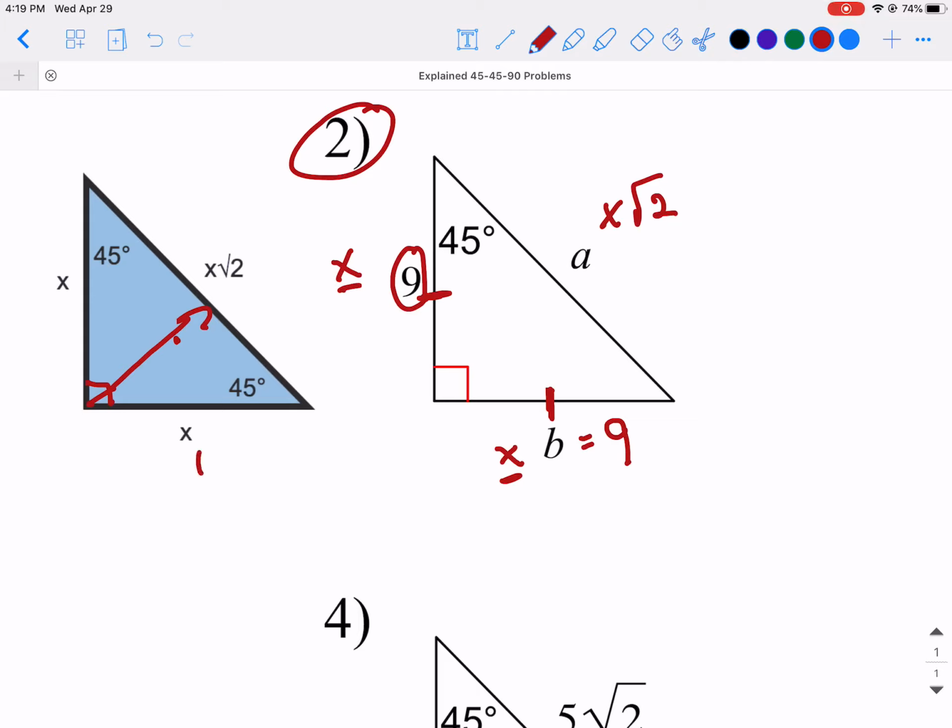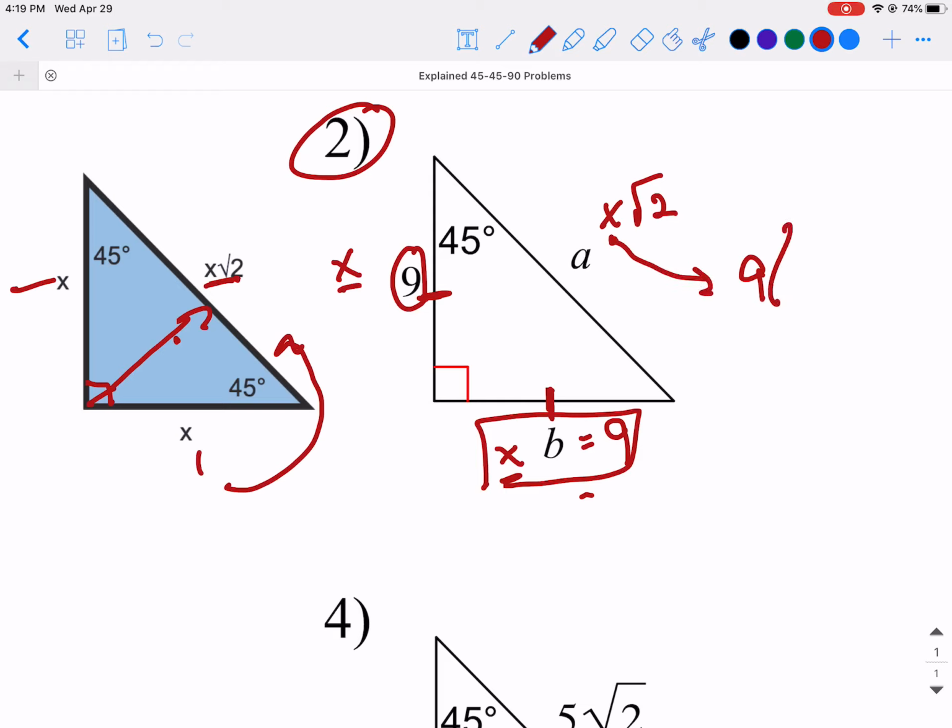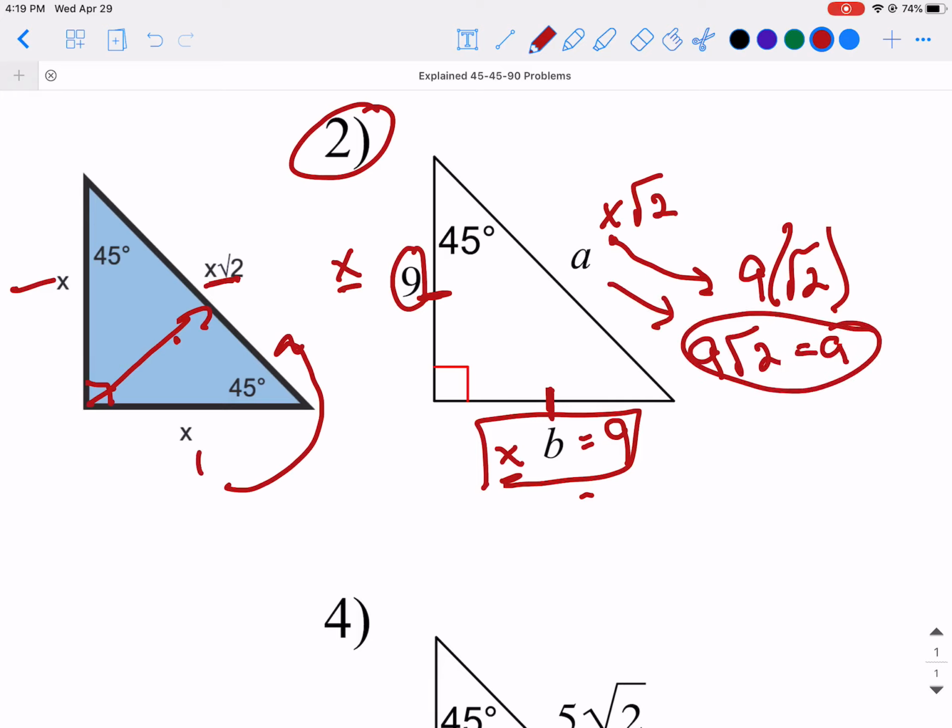So I've got my 2 x's over here. Now I need to go to my hypotenuse. My hypotenuse is x times radical 2. So I just said that x is 9, so there's my 9 right there. My 9 goes there, times radical 2, which doesn't simplify, so 9 radical 2 is what your a value is right there. That's it.